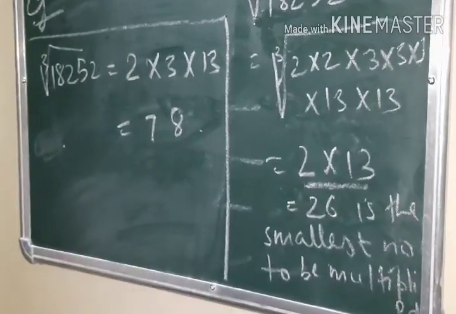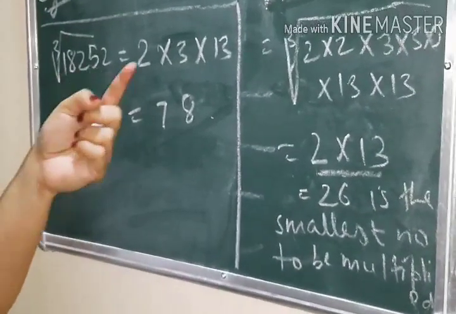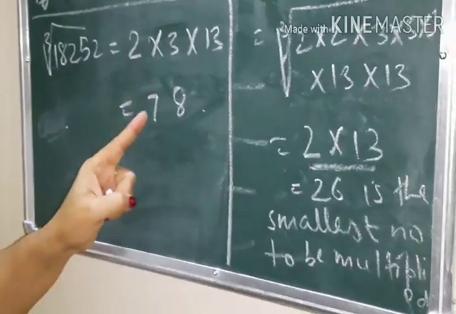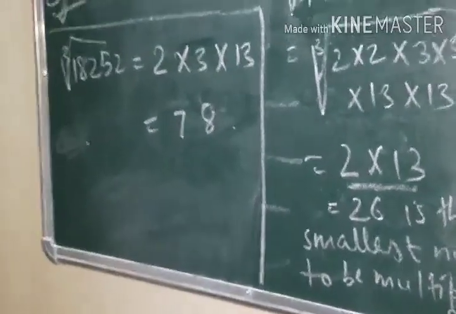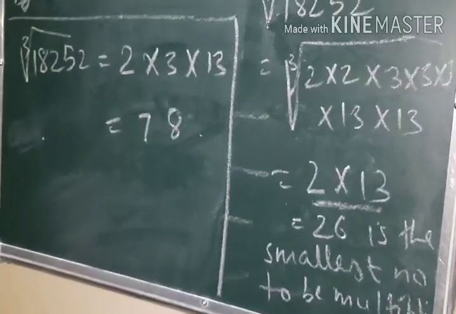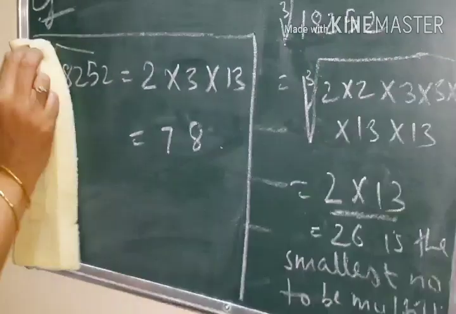Now in the question it is again asked that what will be the cube root of this? Cube root of this will be that 1 2 will be there, 1 3 will be there, and 1 13 will be there. So when you multiply all, it will be 78. So 78 is the cube root of the product. Move on to the next example. Example number 3.